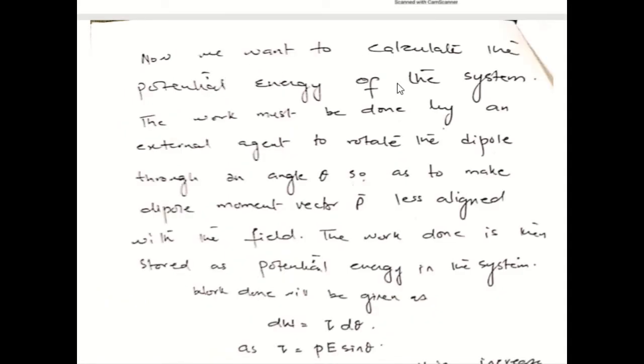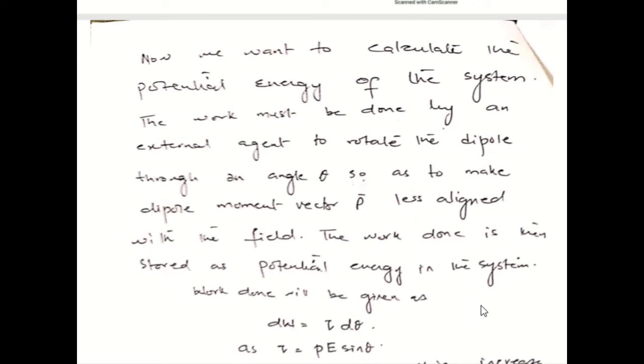Now, if we want to calculate the potential energy of the system, when I say system, it means the dipole which is present in the electric field, I want to calculate the potential energy for it. The work must be done by an external agent to rotate the dipole through an angle theta, so that the dipole moment vector P is less aligned with the field.